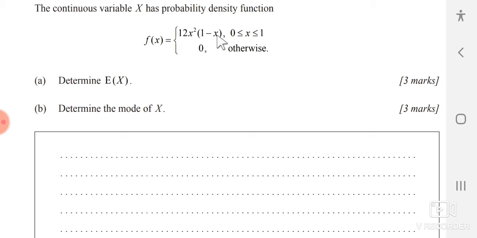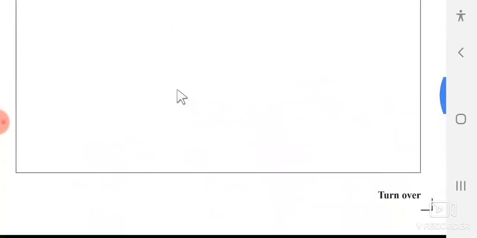Differentiate this function. When you differentiate this function, put it equal to 0, and from there you can easily get the value of x, because a stationary value gives you the maximum value. So you need to differentiate this, put it equal to 0, and take the answer which is between 0 and 1. That would be the mode of this question, right?